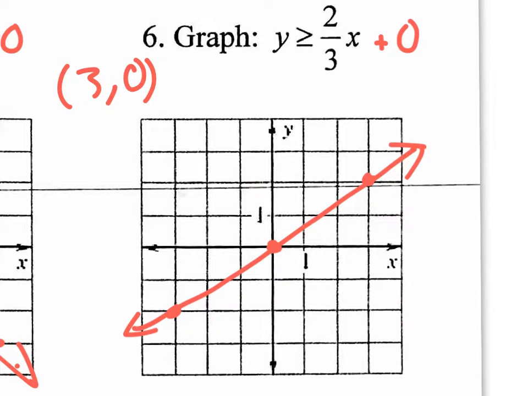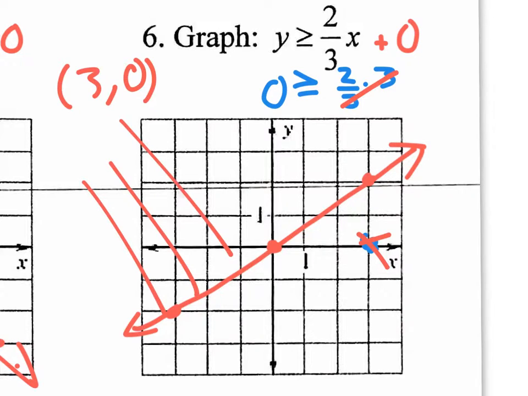And if you go to the 3, 0, it's 1, 2, 3. It's right here and 0. That's the point right there. That's clearly below that red line. So let's test it. 3 for x and 0 for y. It's going to say 0 is greater than or equal to 2/3 times 3. And again, 2/3 times 3, the 3's cancel. So you really have 0 is greater than or equal to 2. What do you say? It doesn't work. The other side. So you shade in this top part.